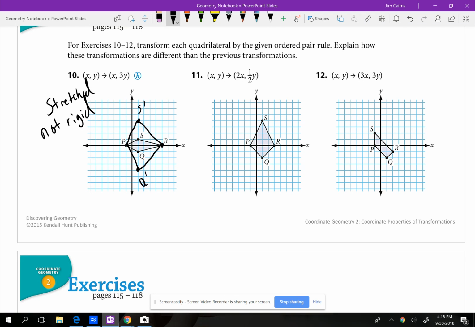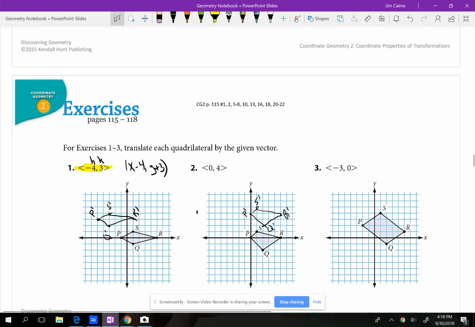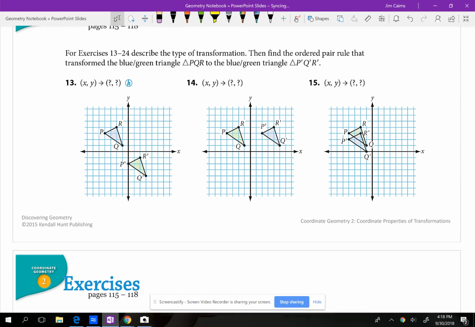And next is number 13. Okay. For exercises 13 to 24, describe the type of transformation, then find the ordered pair rule that transformed the blue-green triangle PQR to the blue-green triangle P prime Q prime R prime. Okay.